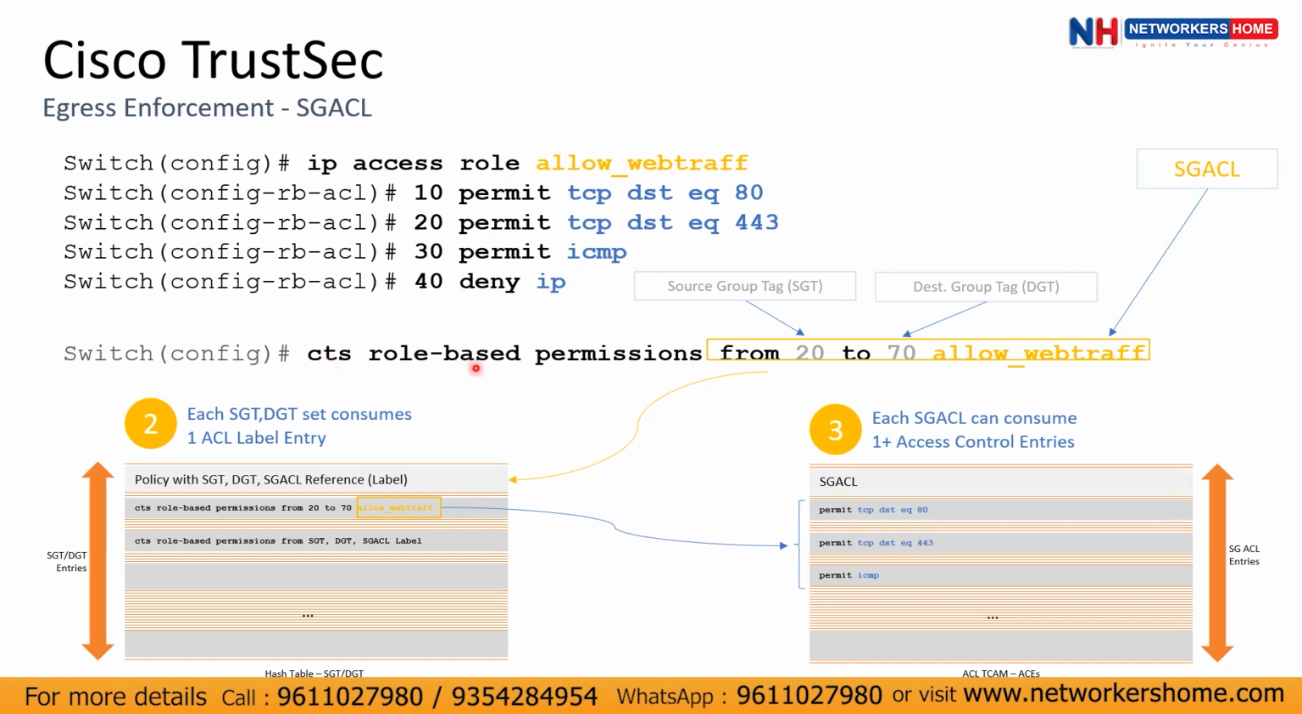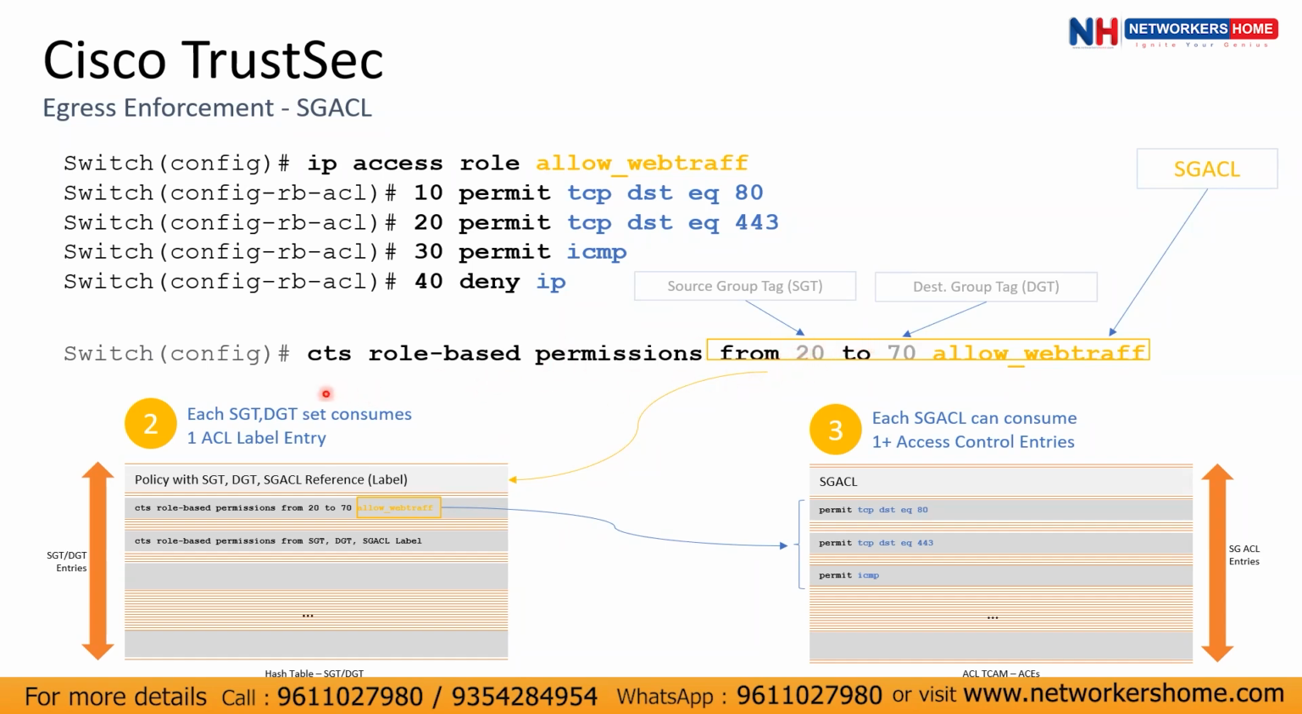You can see this is the command, CTS role-based permission from 20 to 70. That means the group tag 20 to 70 uses this access list. So there is no need to put in IP addresses or anything like that, right? Just the groups have been added, and they use this scalable group access list. So quite simple.